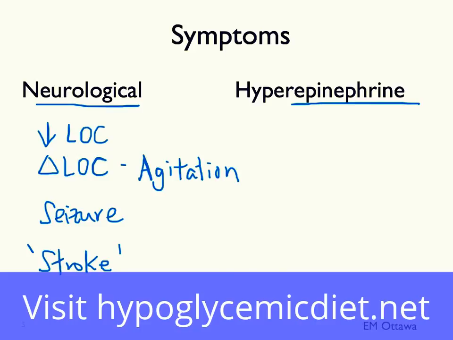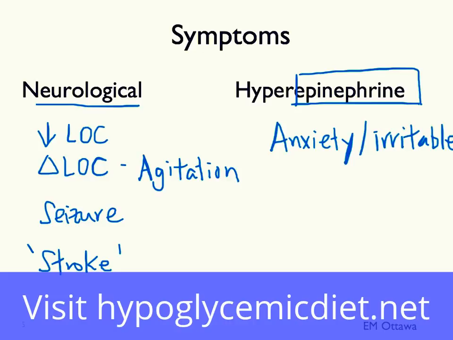With the fall in blood sugar, the body releases catecholamines. Epinephrine is one of these catecholamines, and this causes the following symptoms: anxiety, irritability, palpitations, and diaphoresis. These are from the epinephrine in the body. In our patient, the presentation of his decreased level of consciousness and the low blood sugar certainly seems to fit with hypoglycemia.